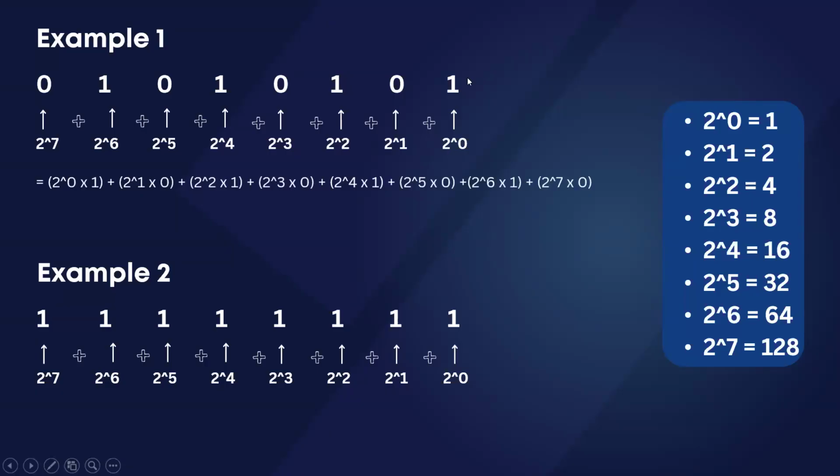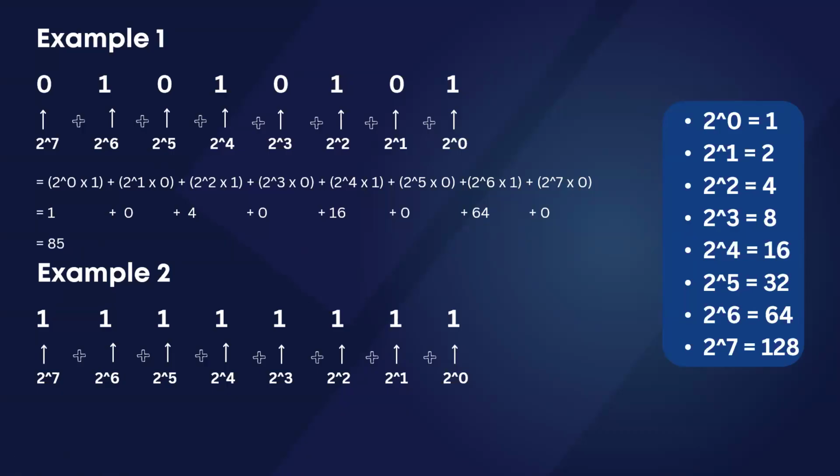So again, 2 power 0 into 1, that's 1. Plus 2 power 1 into 0, that's 0. 2 power 2 into 1, that's 4. 2 power 3 into 0, that's 0. 2 power 4 into 1, that's 16. 2 power 5 into 0, that's 0. 2 power 6 into 1, that's 64. And 2 power 7 into 0, that's 0. So if you add all this up, 64 plus 16, that's 80. 80 plus 4, 84. 84 plus 1, 85. Correct answer, guys.